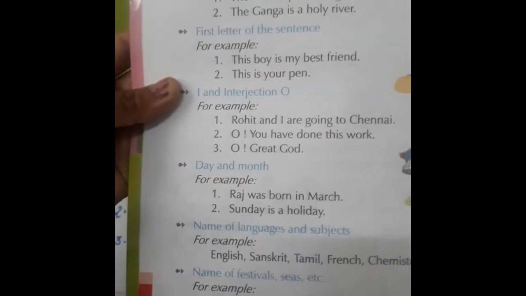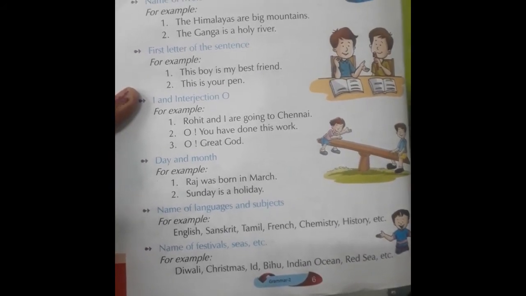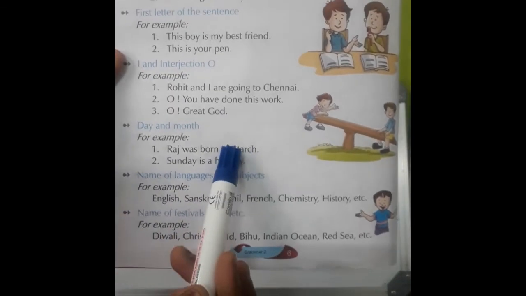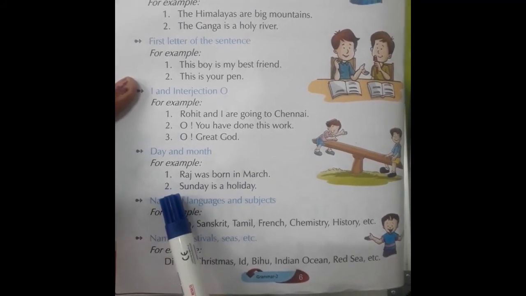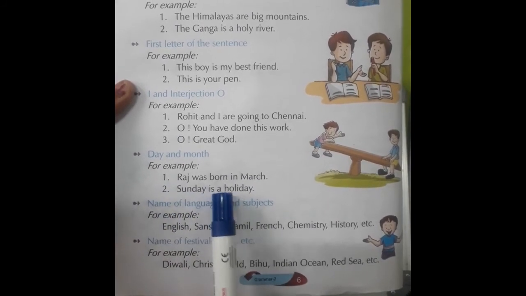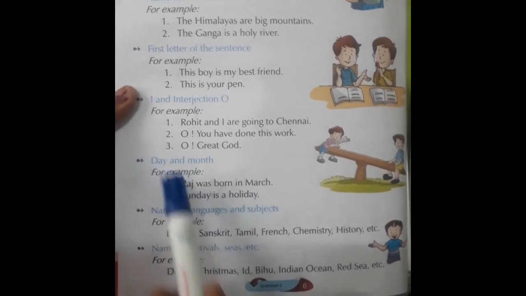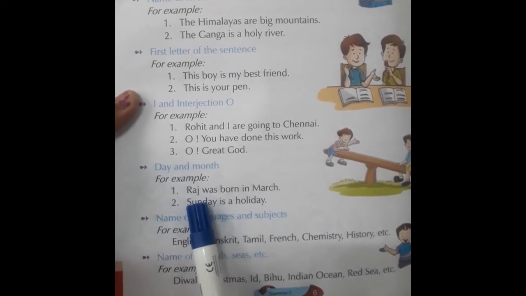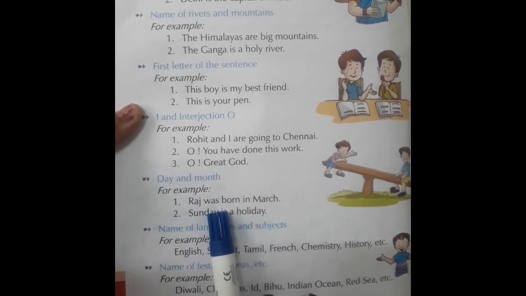Now see in your fifth situation where we use capital letter, day and month. For example, Raj was born in March. March is a month. That's why we are using capital letter. Second sentence, Sunday is a holiday. Sunday is a day. If we are using any day name, Sunday, Monday, Tuesday, we will write it in capital letter.